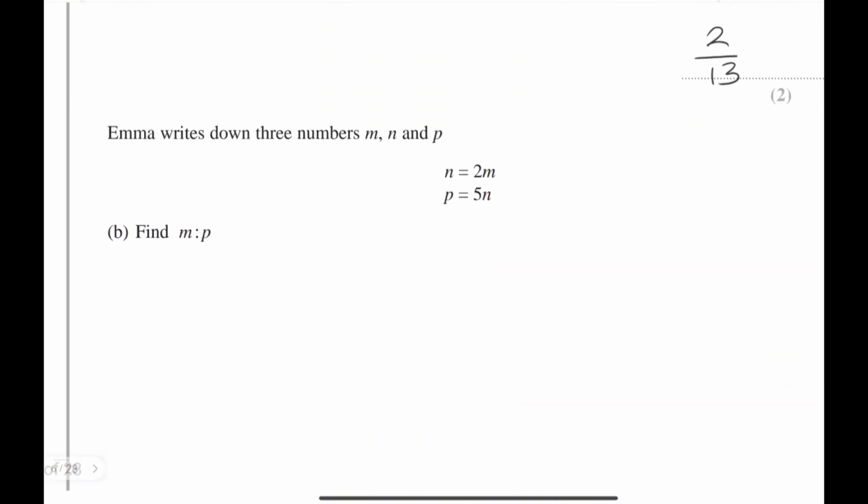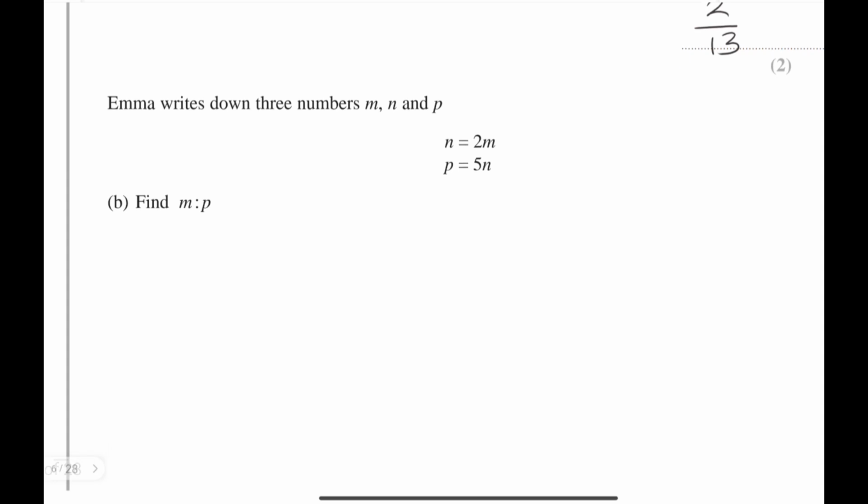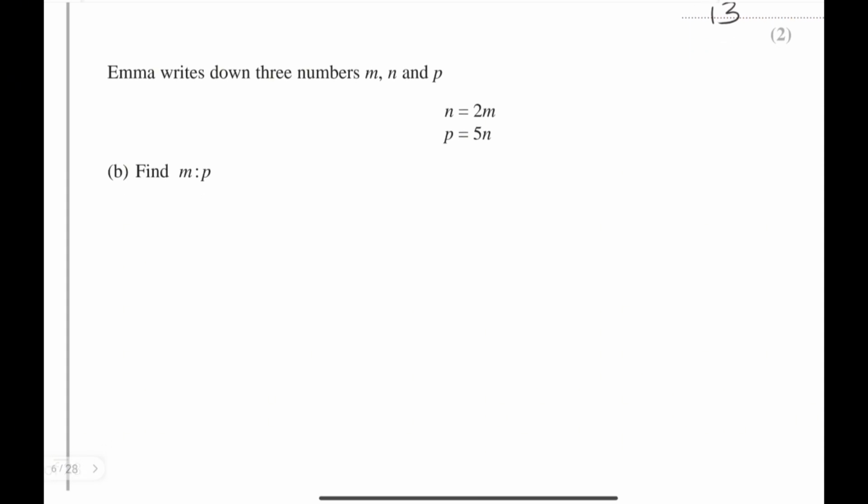Emma, write down three numbers M, N, and P. N is equals to 2M and P equals to 5N. Easy. So that means P is going to be 5 brackets N, which is 2M, right? Because we are finding M to P. So now let's expand that. So P will be equals to 10M.